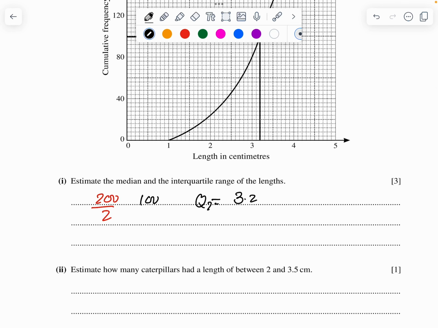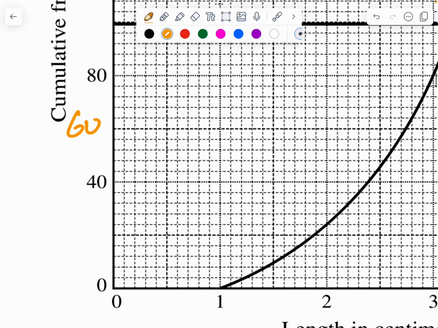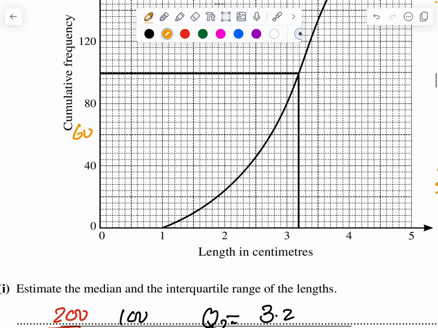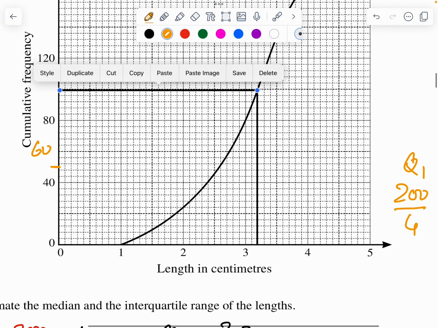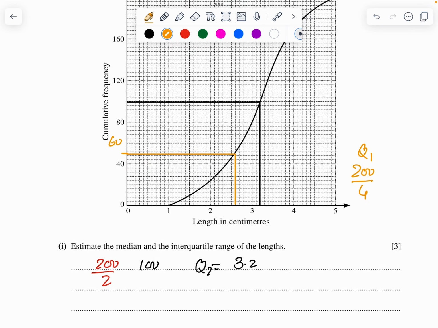Then the interquartile range. For that, again 200 divided by 4. This is for Q1, which is nothing but 50. From 50, draw the line. Between 40 and 60, it will be 50. So from 50, draw the line, hit the graph, and drop it down. So Q1 is going to be 2.6.